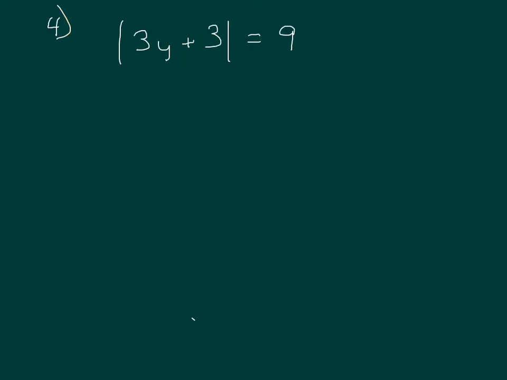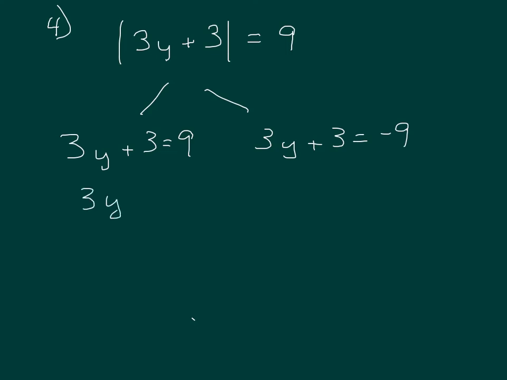In this one, I think you just made a math error. You have 3y plus 3 equals 9, or 3y plus 3 equals negative 9. So we subtract 3 from both sides, and then we divide by 3.